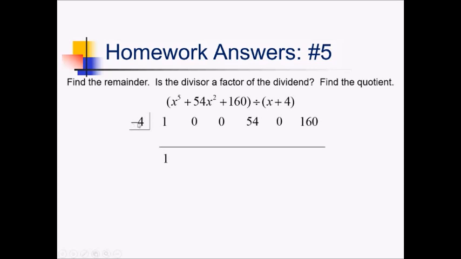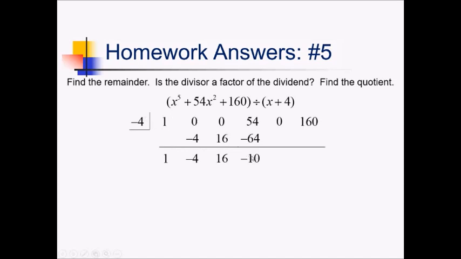We'll multiply our box number of negative 4 times our bottom row. So negative 4 times 1 gives us negative 4. That goes in the second row. And then remember, we're adding the first and the second row together to get the rest of the bottom row numbers. So 0 plus negative 4 is negative 4. Negative 4 times negative 4 is 16. 0 plus 16 is 16. Negative 4 times 16 gives us negative 64. 54 plus negative 64 is negative 10.